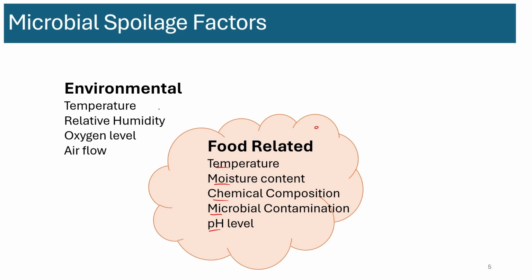Okay, and for the surrounding environment, what matters is again temperature and humidity. Humidity means how much moisture is in the air, and also how much oxygen is available, and the airflow. So the higher the humidity, the higher the oxygen, the higher the temperature, the lower the airflow, it's a really bad situation for food spoilage, and it will create bad spoilage due to abundance of microbes. Okay.